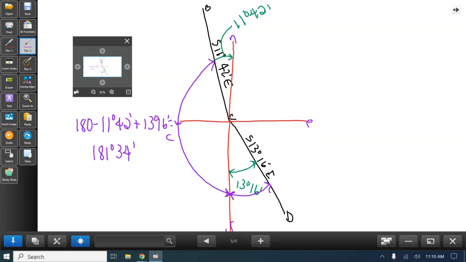Shoot, I did something wrong. I think I just did 180 minus the 11 degrees, 42 minutes. Okay, when I got that, I added the 13 degrees and 16 minutes. 181.34.